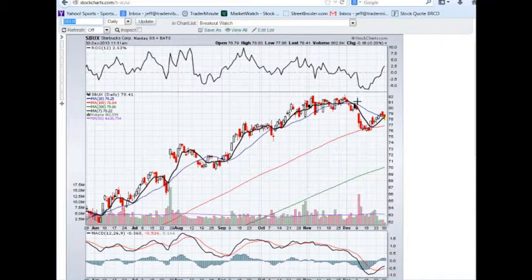Well, now what's happening to the 20-day moving average? The 20-day moving average is falling. So I would expect that 20-day moving average to be a little bit of resistance. Where before it's been some nice support, now I would expect it to be a little bit of resistance here.